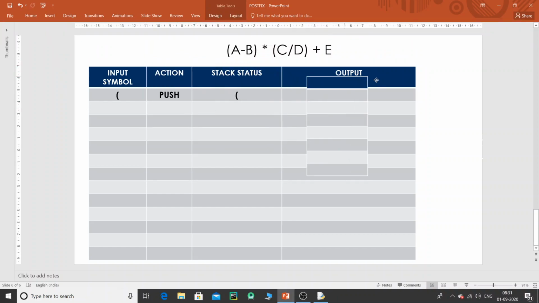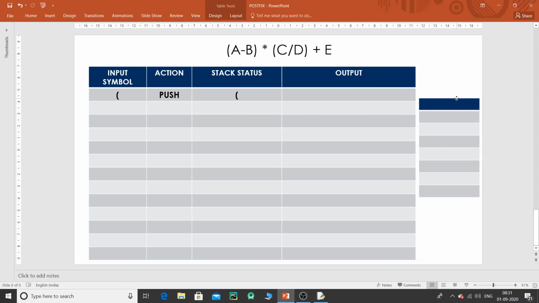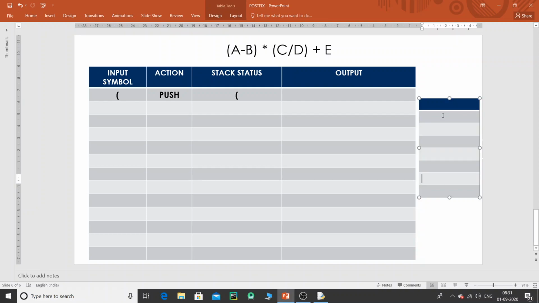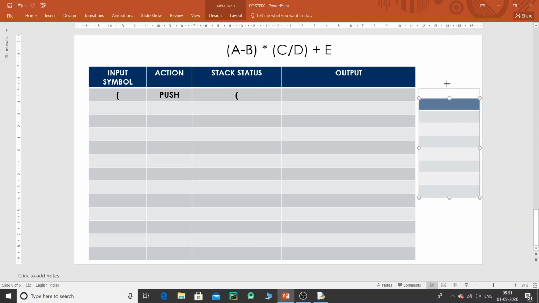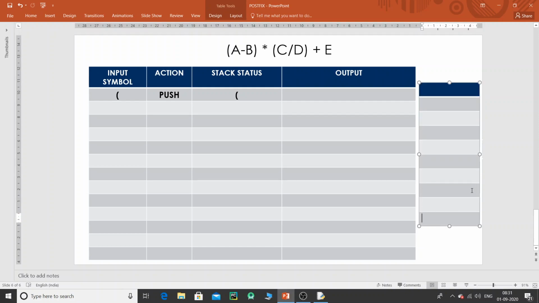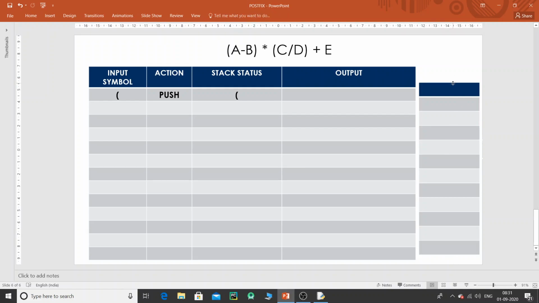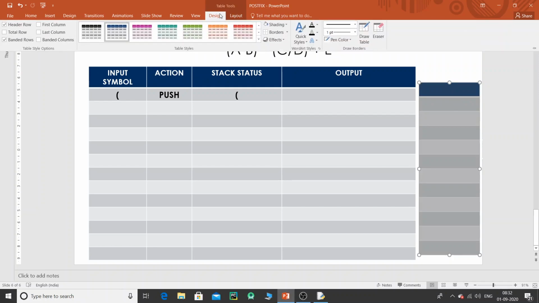Okay, let me put this over here. Let us have this as our stack, and this is the stack status. Now this you do not need to do in the exam. In the exam you're just going to have to come up with this table, but this is just for your understanding, for your explanation point of view. I'm taking a separate stack also, just to show you how the stack is going to look.